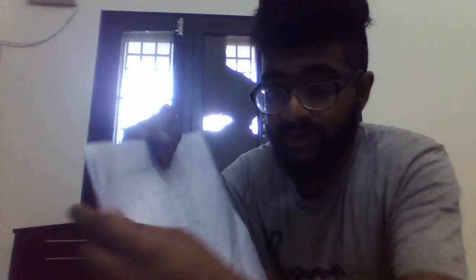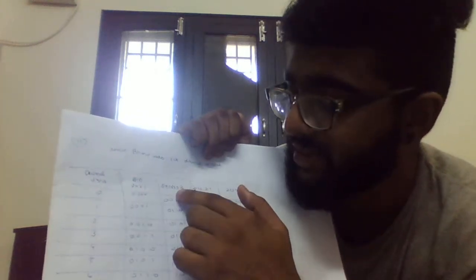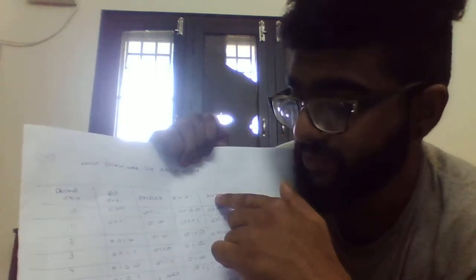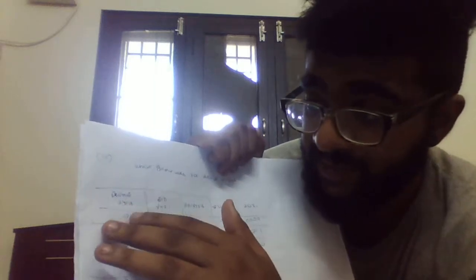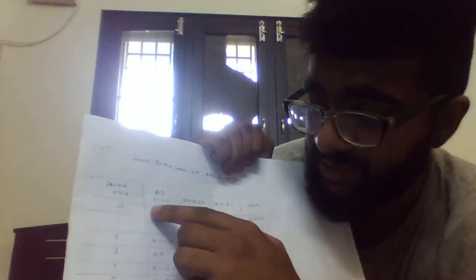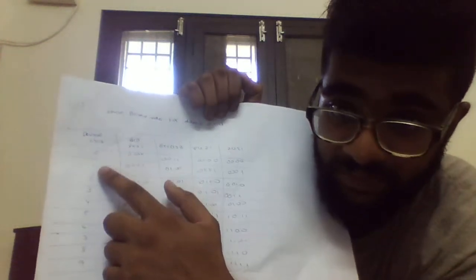Now the last question is to write binary codes for decimal digits. So this is a table in the Morris Mano textbook. It's like this. These are the decimal digits. This is the BCD 8421. This is the XS3. This is 8421, 2421. So now how do you write them? For this decimal digit 0, the BCD is 0000. For 1 it's 0001, and that's how it follows for each number.